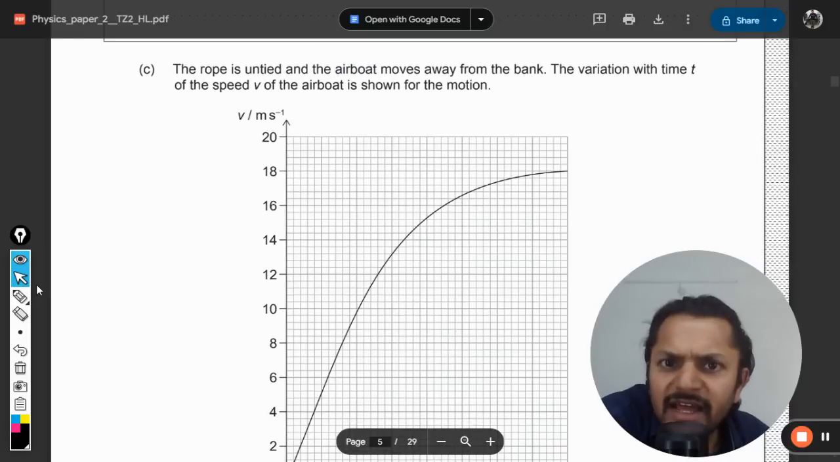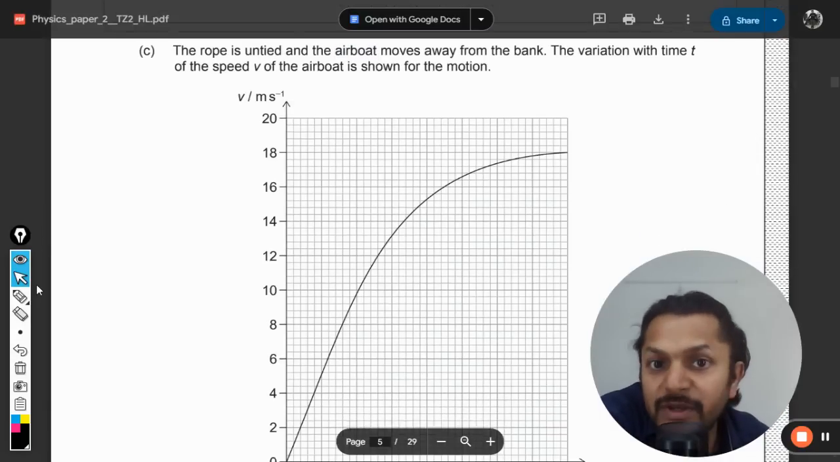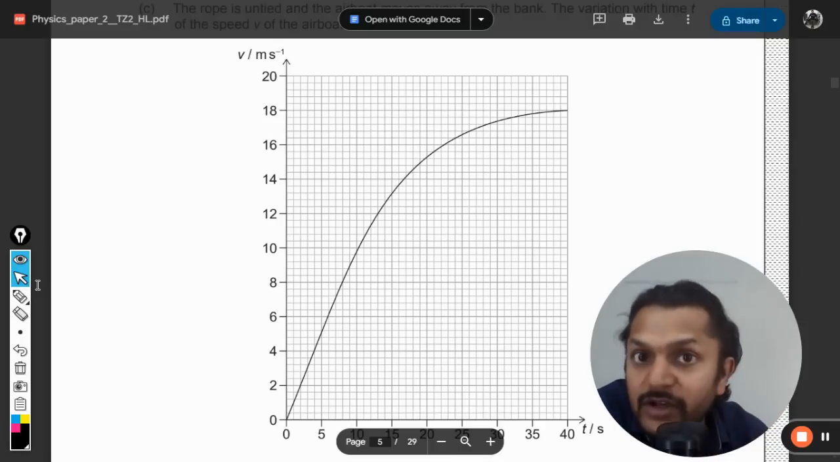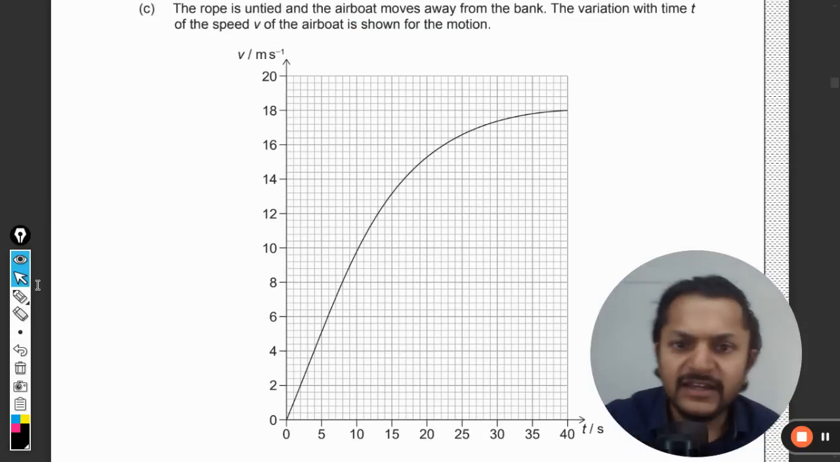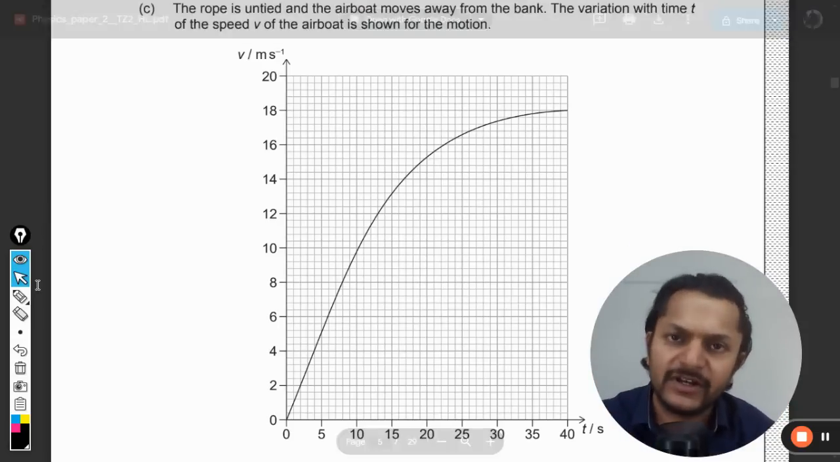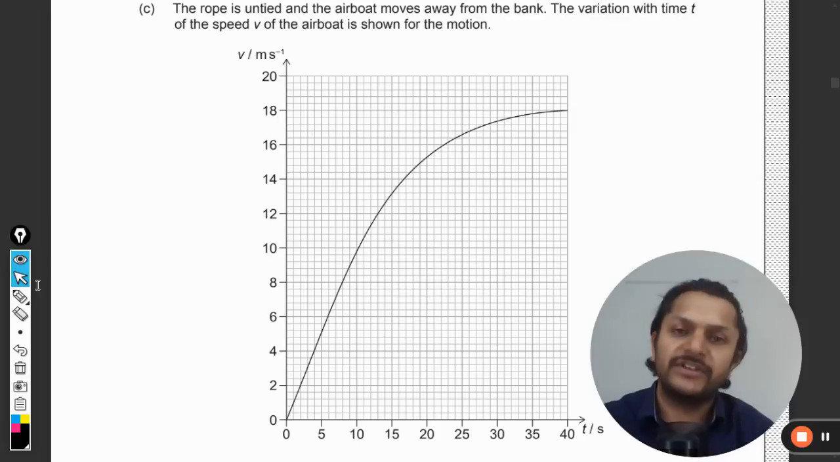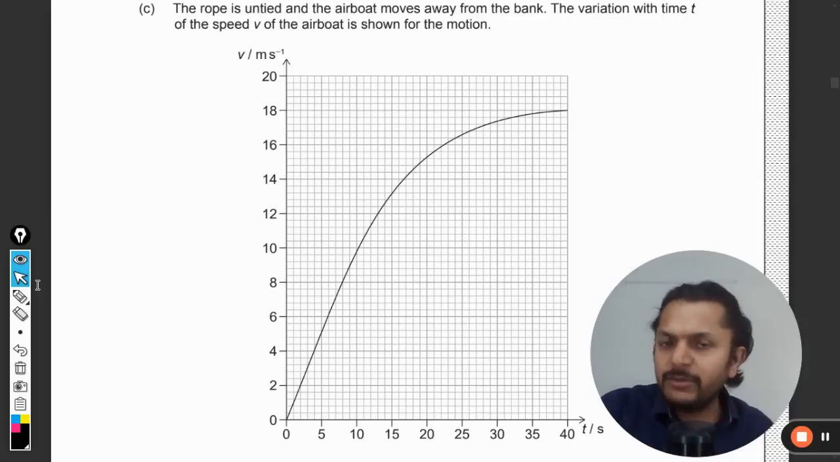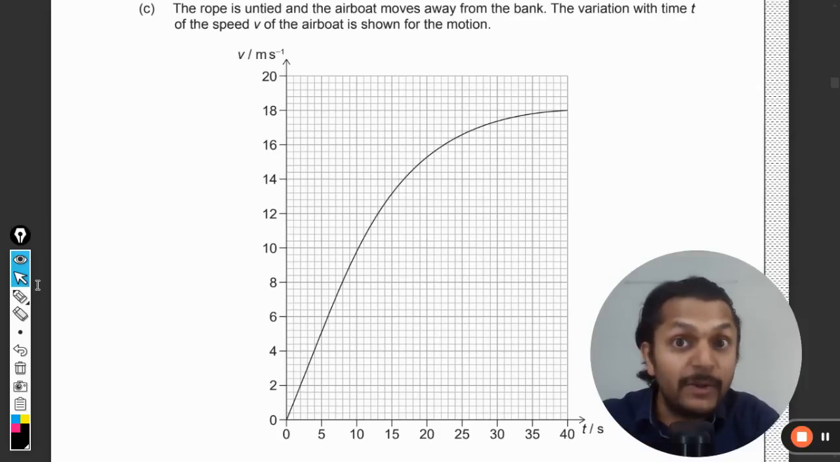The rope is untied and the boat moves away from the bank. The variation with time t of the speed is shown. So now he's talking about the terminal velocity, by the way. We would be working with a constant force towards the right hand side, and obviously there will be a drag force that will start acting on the boat, and the more the velocity, the more the drag force. Gradually the drag force will become equal to the forward force, and the net force will become zero. Thereby the acceleration will become zero, and hence the velocity will become constant.